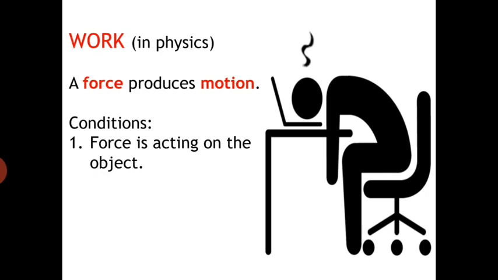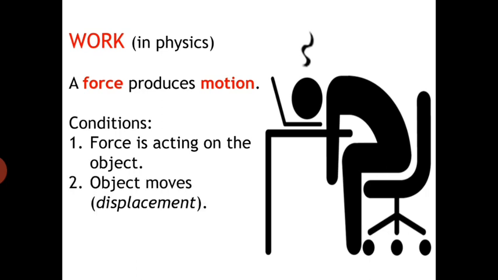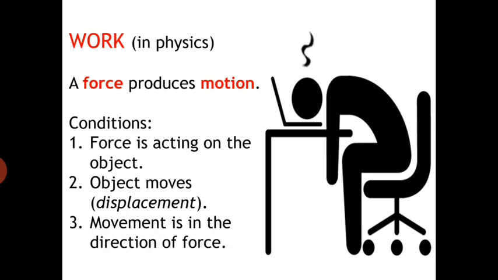First condition, force is acting on the object. So there should be a force applied to a certain object. And not just that, the object must move. So there should be a displacement. And lastly, the movement is in the direction of the force. So meaning to say, the movement of the object must be in the same direction as the direction of the force.